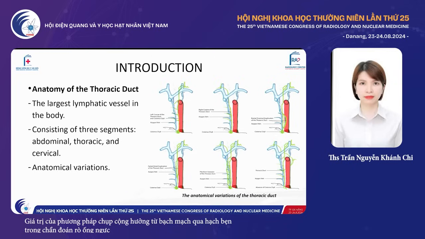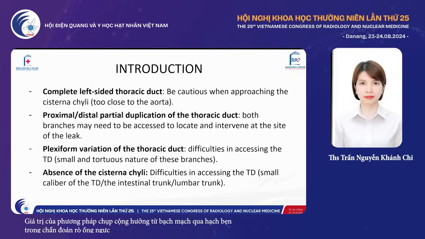Next is plexiform variation of the thoracic duct. It is challenging when intervening due to its small and tortuous branches. And the final is absence of the cisterna chyli. It presents difficulties in approaching the thoracic duct. In such a case, we have to access via the intestinal or lumbar trunk.